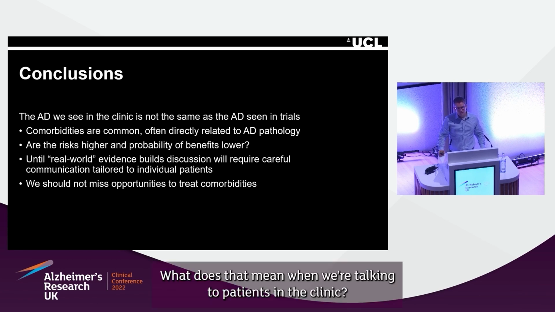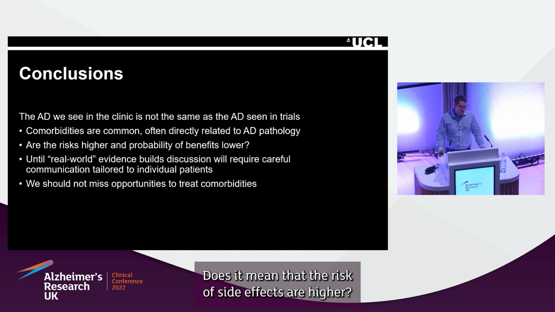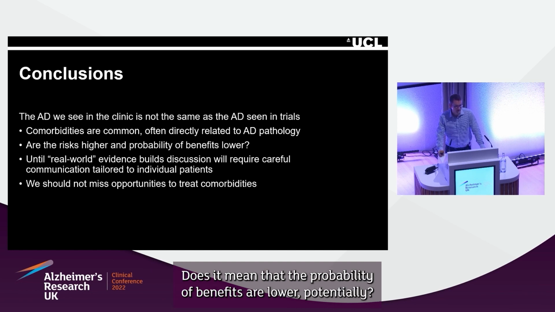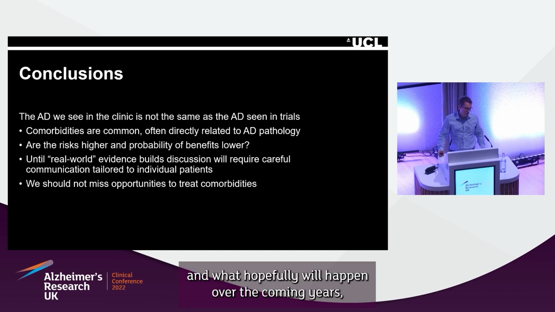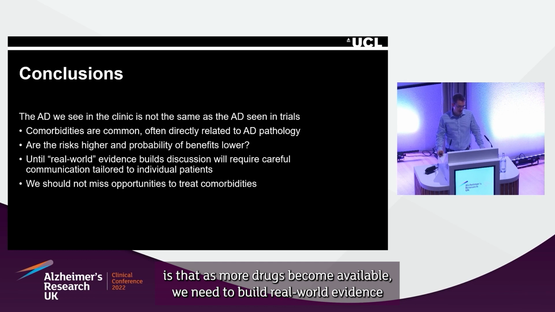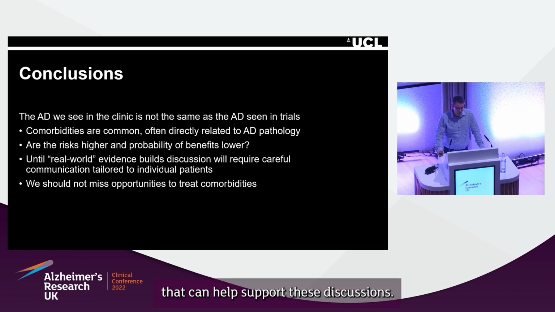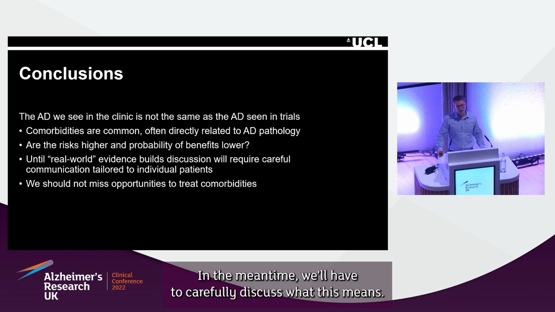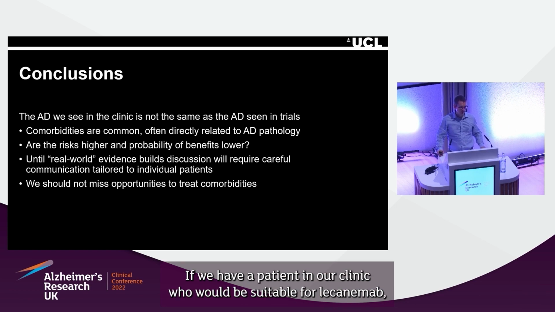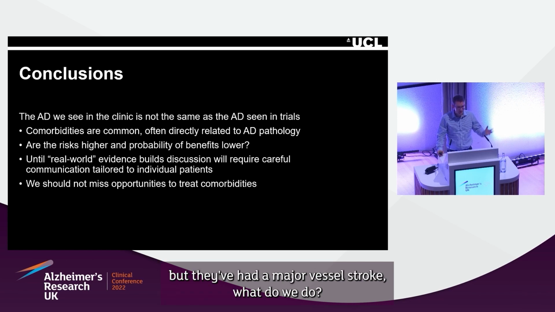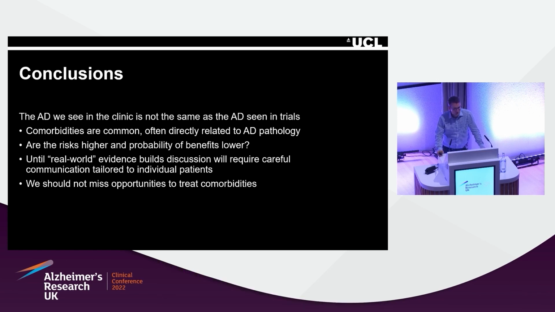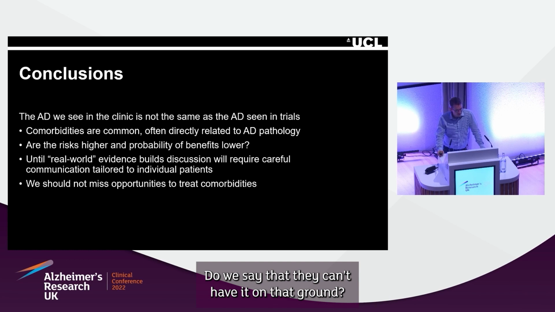What does that mean when we're talking to patients in the clinic? Does it mean that the risk of side effects are higher? Does it mean that the probability of benefits are lower, potentially? What we need to do, and what hopefully will happen over the coming years, is that as more drugs become available, we need to build real-world evidence that can help support these discussions. But in the meantime, we'll have to carefully discuss what this means if we have a patient in our clinic who would be suitable for lecanemab, but they've had a major vessel stroke. What do we do? Do we say that they can't have it on those grounds?